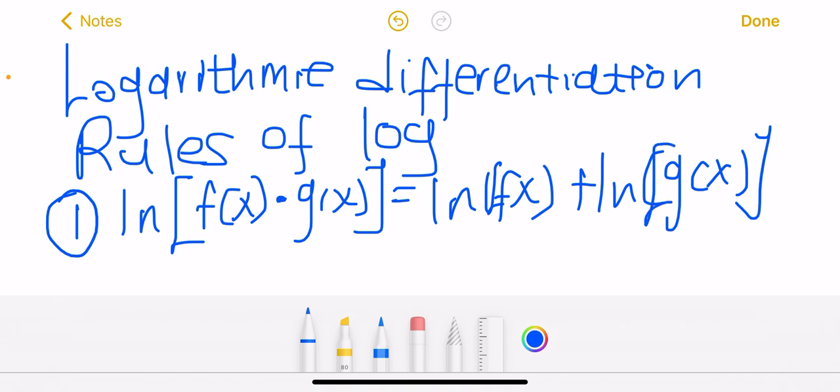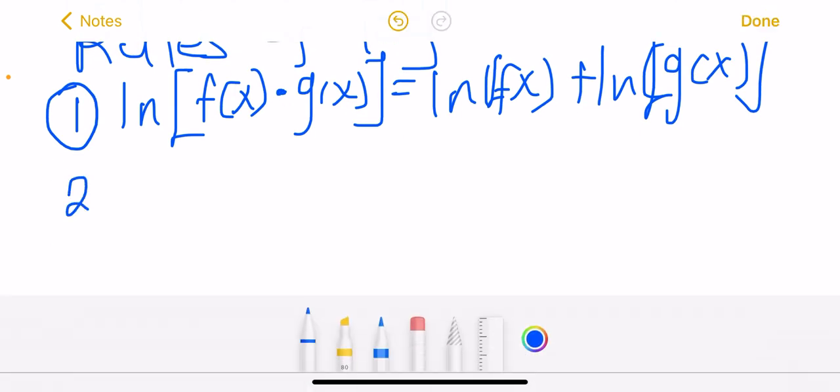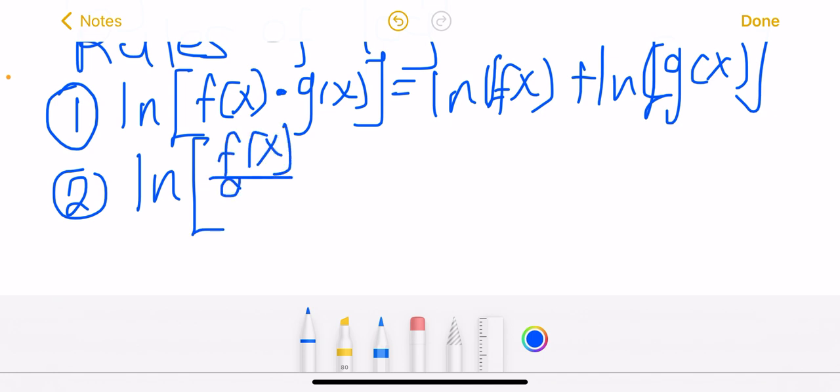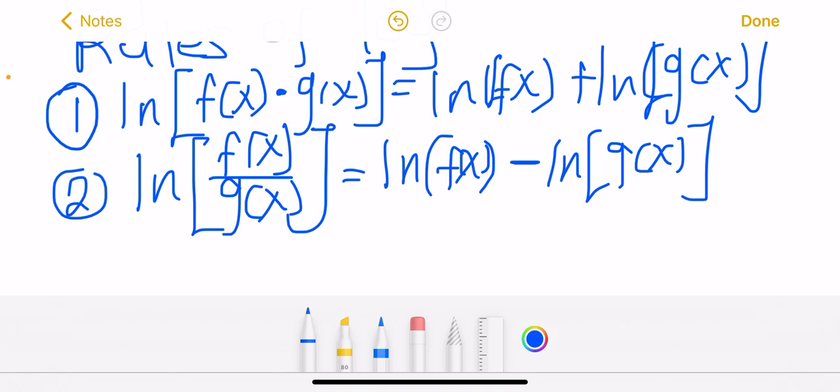Okay, so the second rule is saying for ln of f of x over g of x, this can be expressed as ln f of x minus ln g of x. Okay. And then we have the third rule.